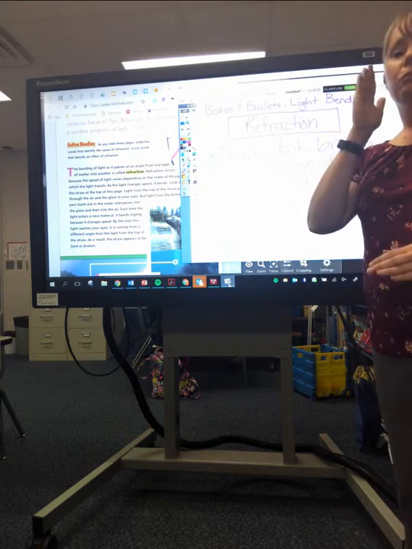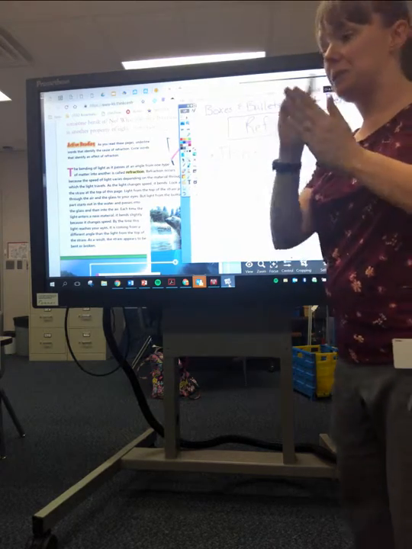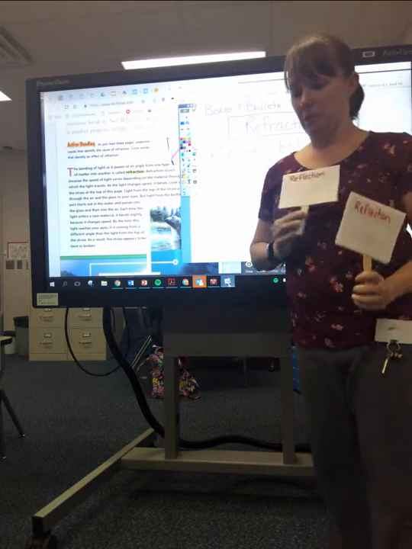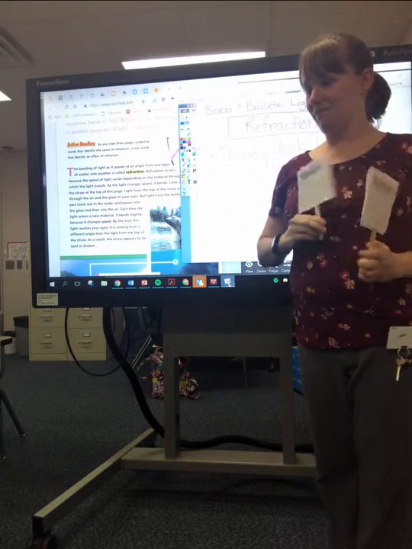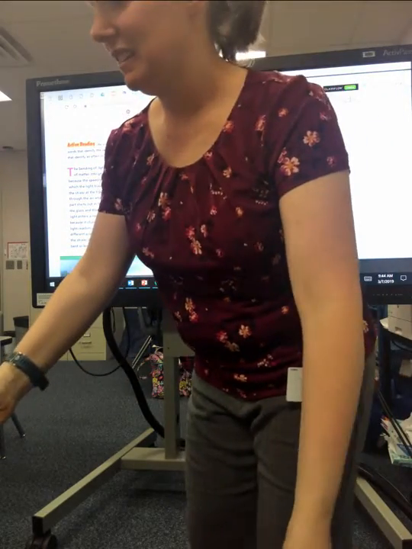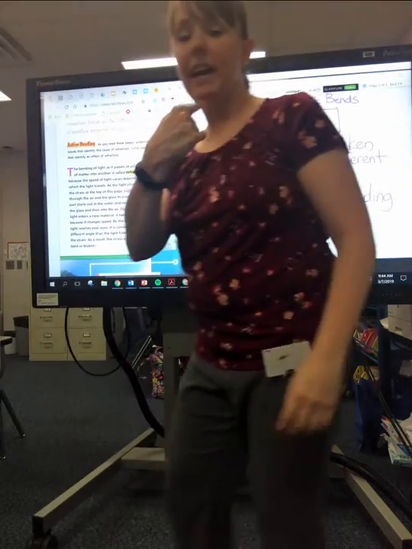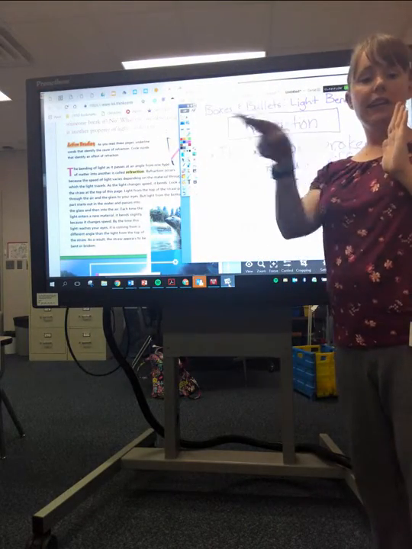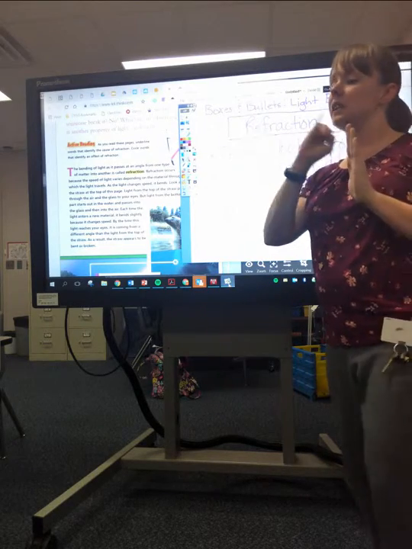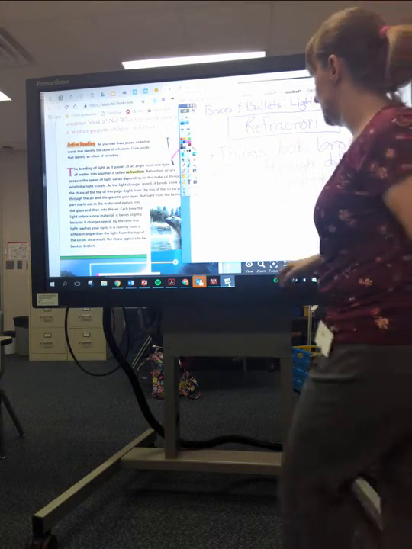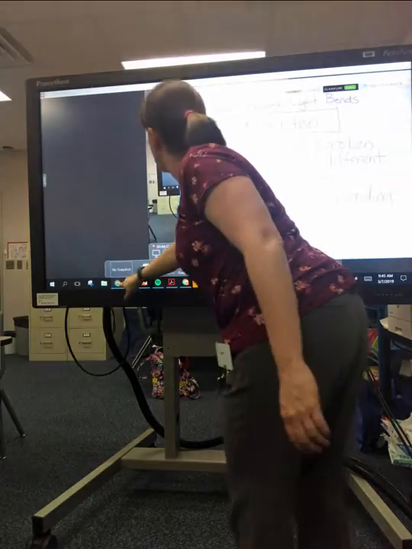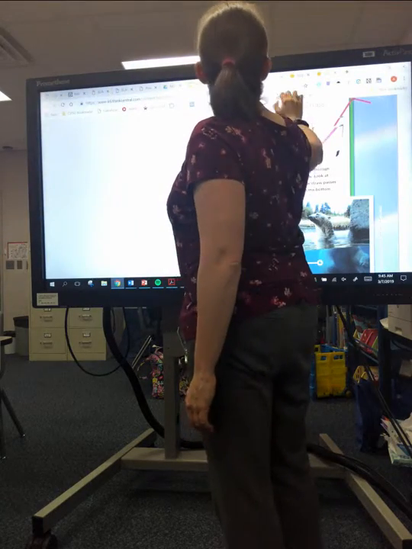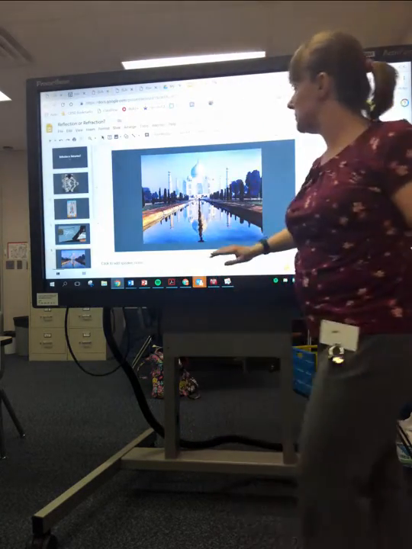Okay. We're going to do this really fast. I want to show you some pictures. And you will hold up if it's reflection or if it's refraction. So red is reflection. Blue is refraction. Just a couple pictures. Uh-oh. I'm just going to keep it small.